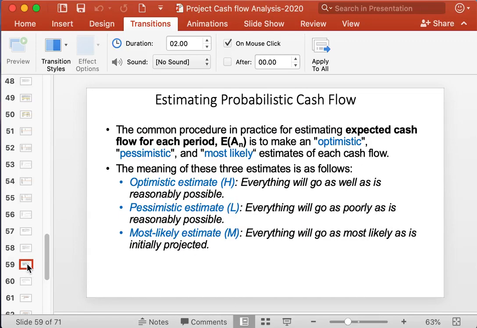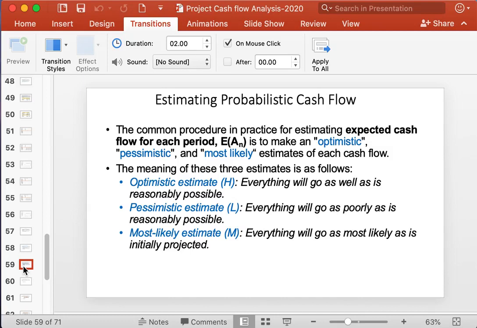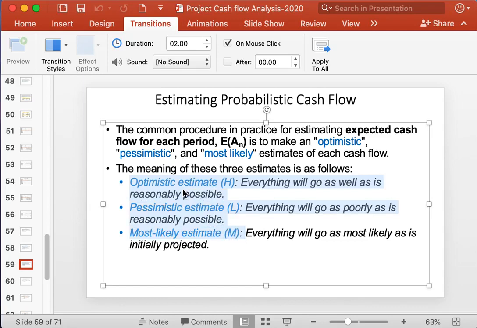Okay, so now in order to consider the risk element directly through probabilistic assessment, a common method is to use again three estimates of each year's cash flow. Like in the case of PERT, where you made 3 time estimates for each activity. Here, for each year's cash flow, 3 estimates are prepared.